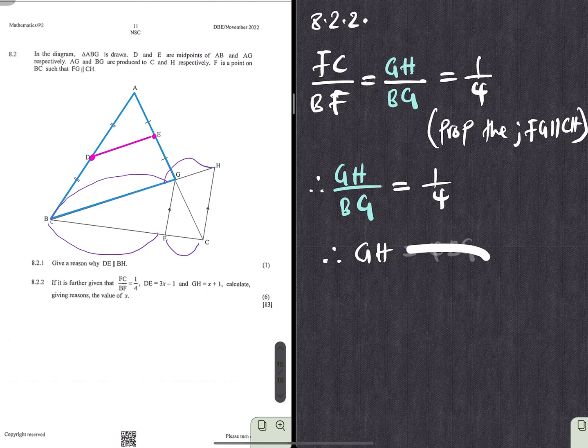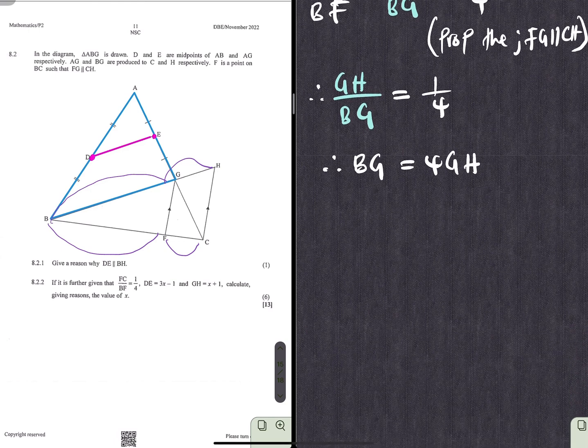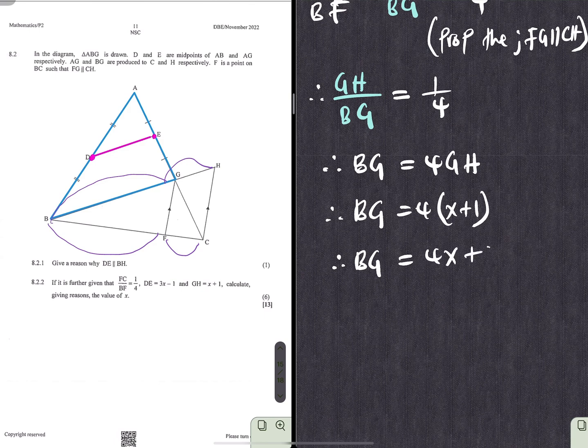And when I cross multiply now, I'm going to get BG is equal to 4 GH. But check something: what is GH? They gave you GH here as x plus 1. So you can say that BG in terms of x is 4 into x plus 1. Therefore, BG is equal to 4x plus 4. This is the length of BG.